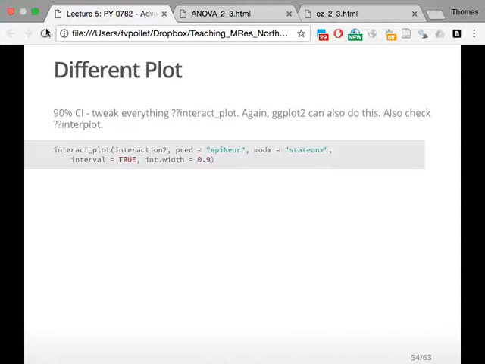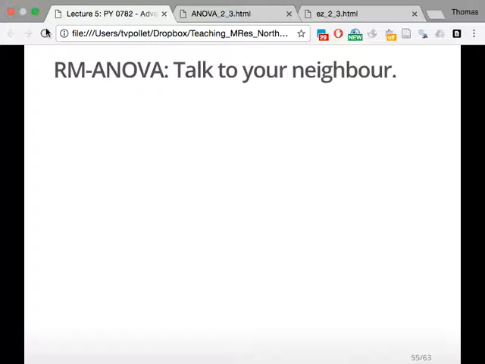Plot. So I'll skip that. So repeated measures ANOVA. Actually, you had an example, Mark, if I'm not mistaken, of a repeated measures ANOVA design for your thesis. One that you explained to me.